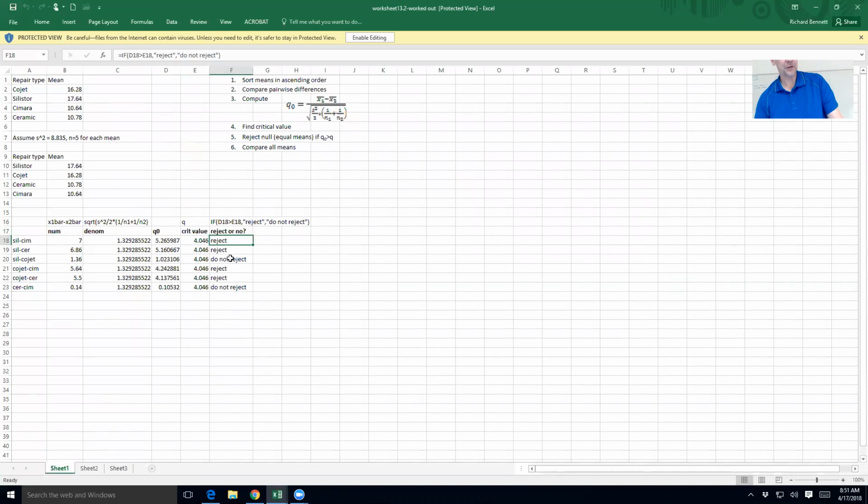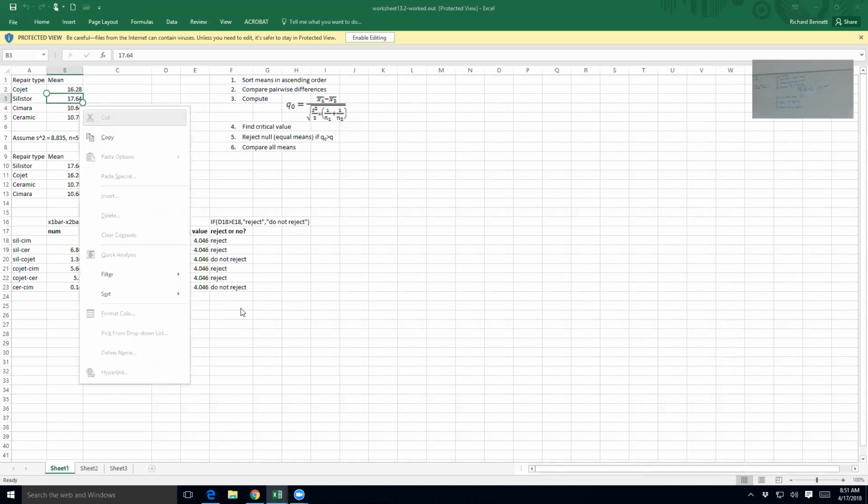So I must have done something wrong. But at any rate, look at the worked out one, it is correct. Everything on there is correct. So basically what we're saying is these two are not significantly different. These two are not significantly different. Those top two are different than the bottom. Does that make sense? Okay.